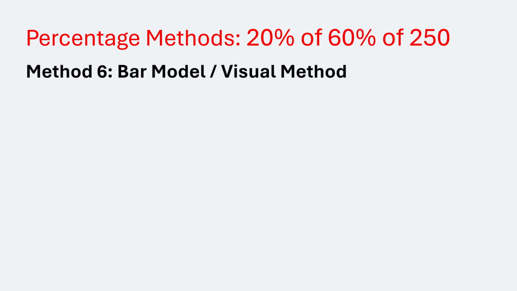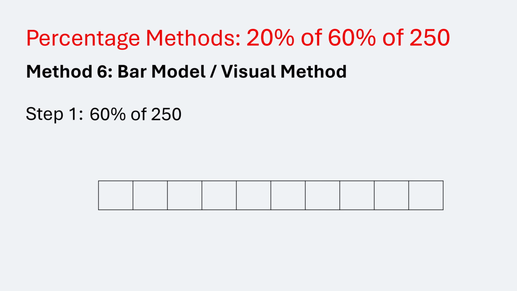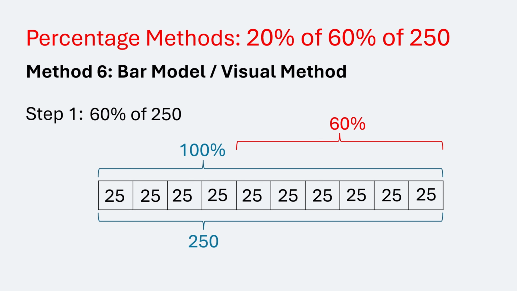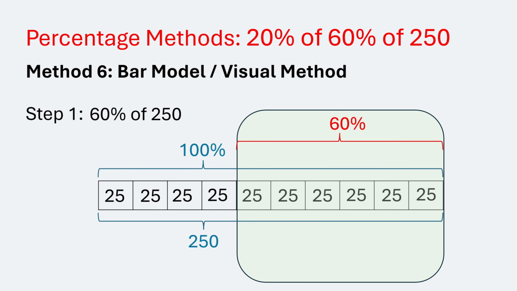Method 6. Bar model or visual method. Step 1. Find 60% of 250 using a bar model. We divide the bar into 10 segments. All 10 segments together represent 250. So each segment has a value of 25. The entire bar represents 100% and each segment represents 10%. Therefore, 6 segments represent 60%. 6 segments of 25 each give 150.